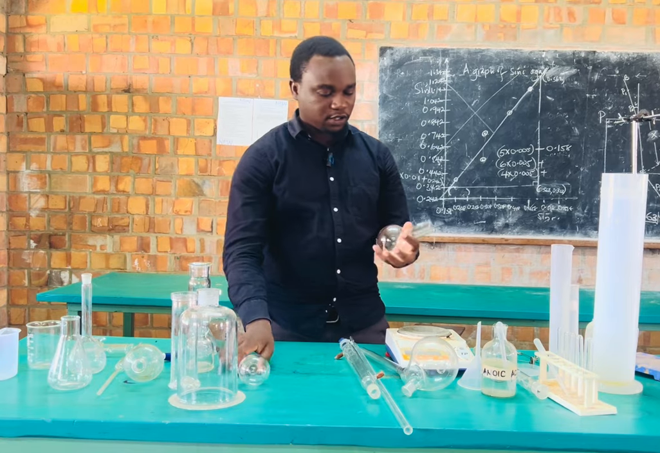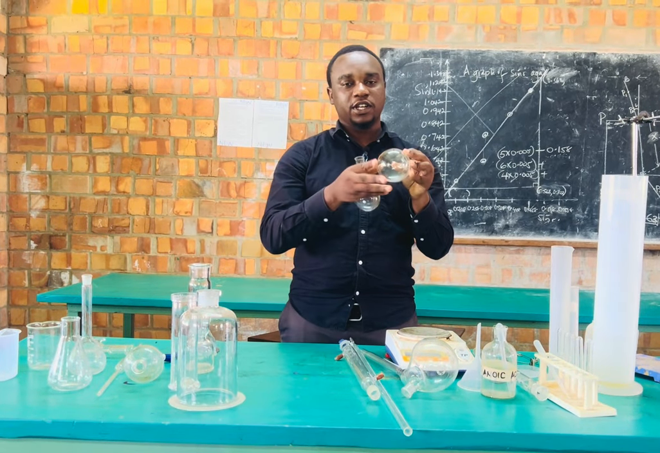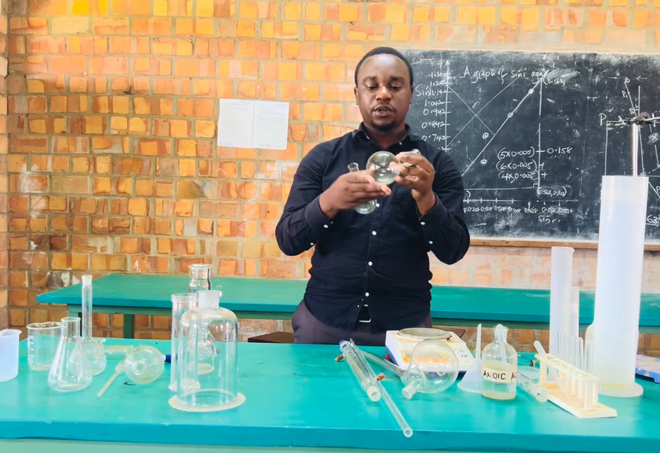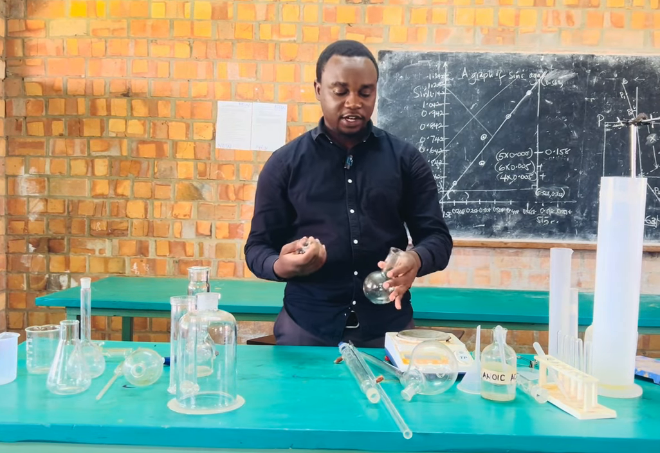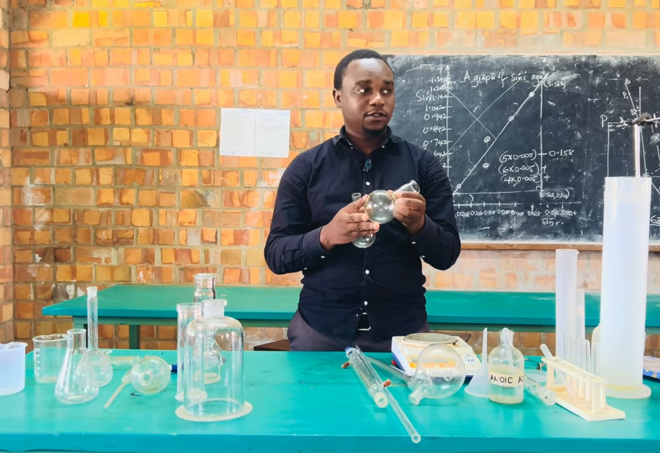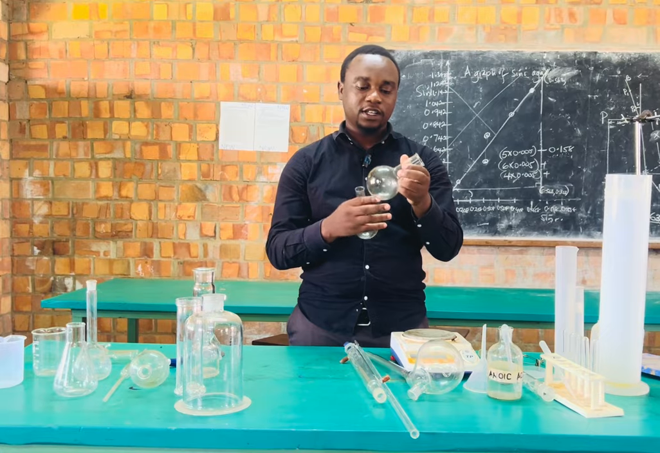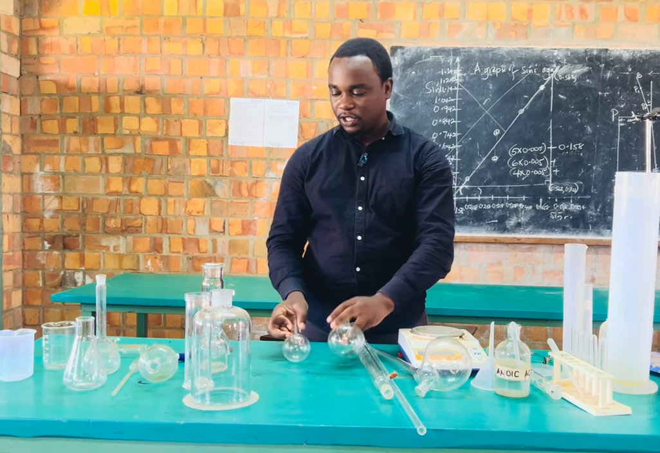Moving forward, we have these two items which are called round-bottomed flasks. We call them round because they have a round bottom. They are used for mixing chemicals during reactions which involve heating. So any reaction which involves heating a mixture of organic chemicals, we use a round-bottomed flask for heating.